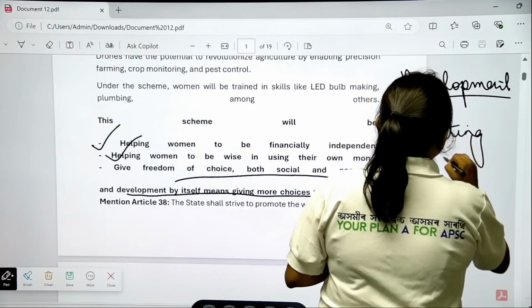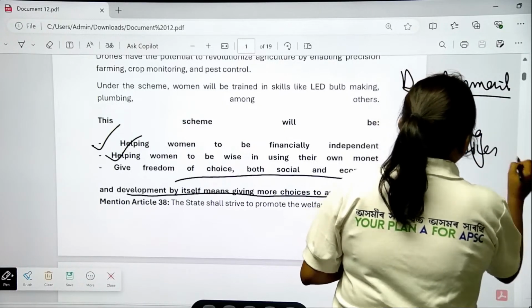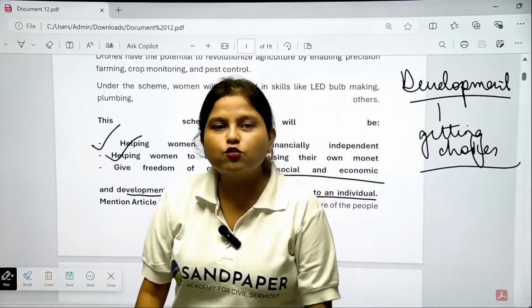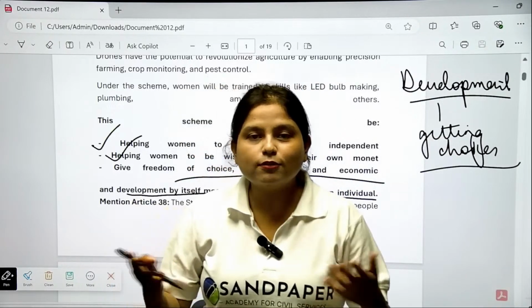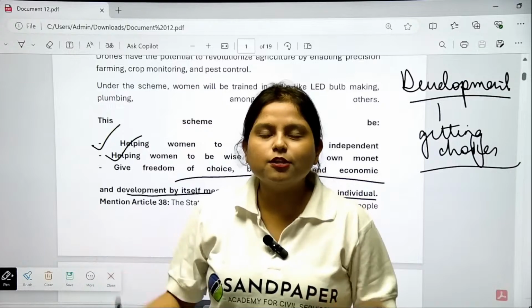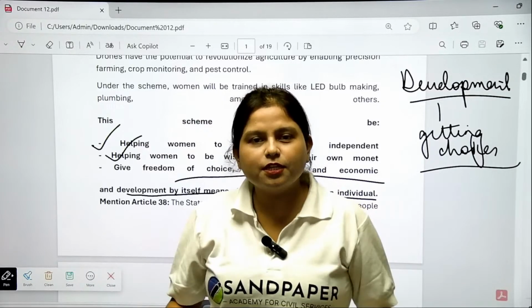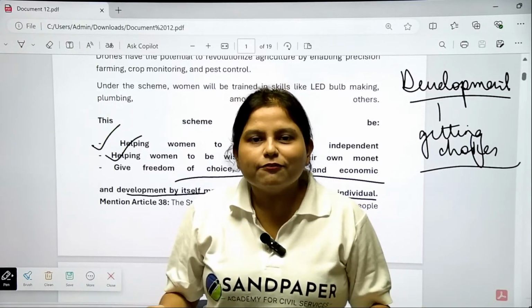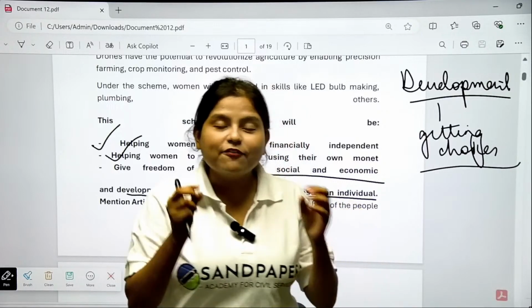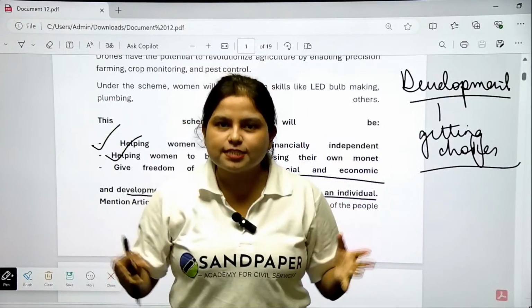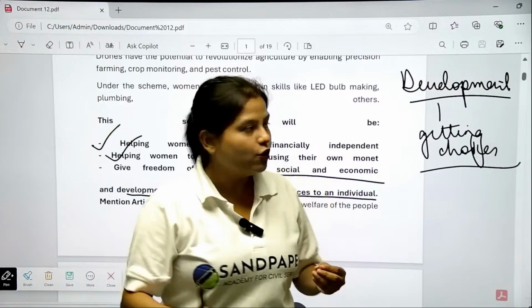Getting choices in life. If the house is good, the living is good, the food is good, but then you don't have a social life, your family is not right to you, your husband is not treating you well, then what is the benefit of development? So development is multifaceted. Development does not only mean economic, it also means social.